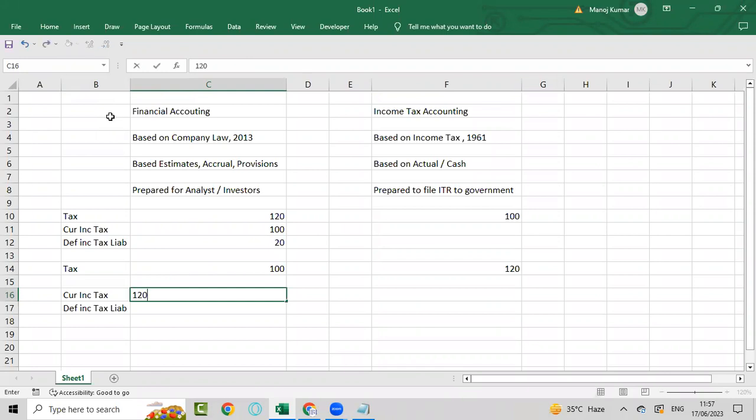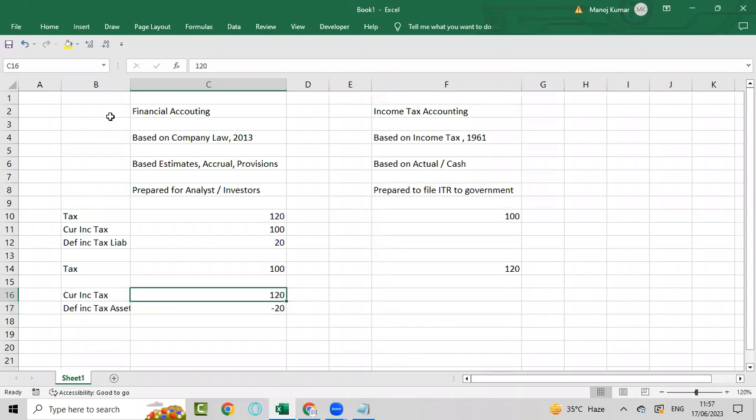$120 is your tax which you are paying to the government, but you will show -20 as your deferred tax asset. So if you want to show 100 only, it's okay, you can show that. But somewhere in other statements, you can find these two pieces of information: how much tax we have actually paid to the government and how much is the deferred tax asset in that.